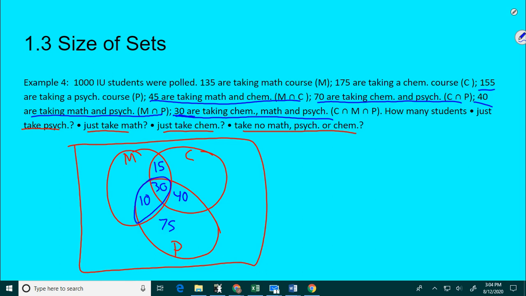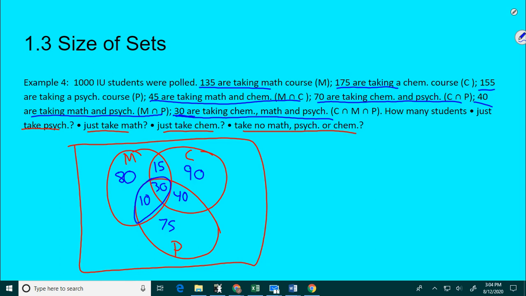All right, and do the same thing for chemistry. Chemistry is 175 total, so 175 minus the 15, 30, and 40, that should be 90. And then for math, 135. So 135 minus 10 minus 30 minus 15 should be 80. Okay.